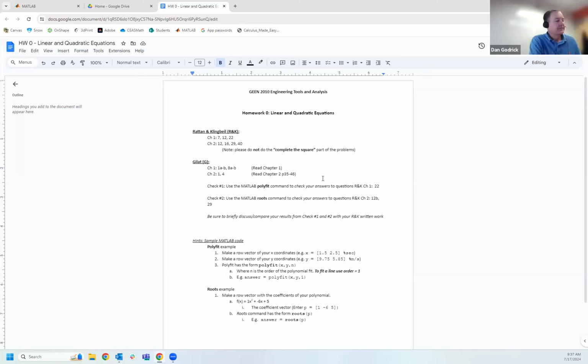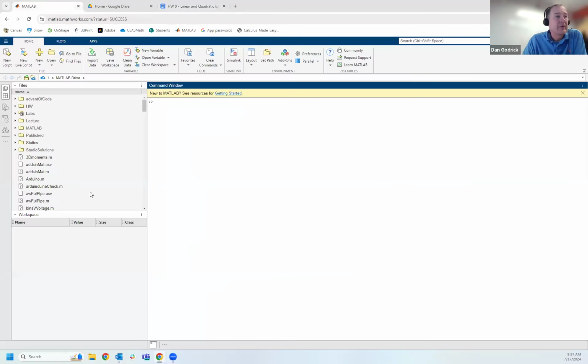All right, so we read our chapter 1. Now we have to use MATLAB. Oh, geez, intimidating. All right, so we fire up MATLAB and it should look something like this. We got our files on our left, we got our workspace on our right, and we have this command window.